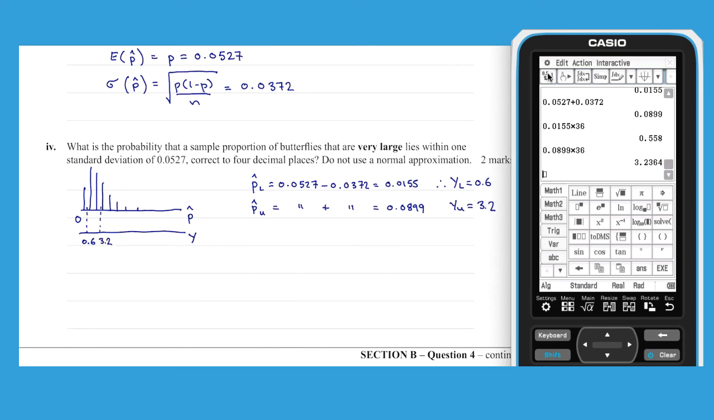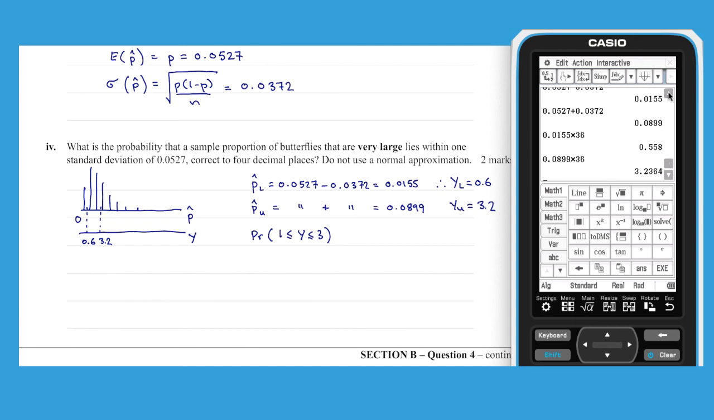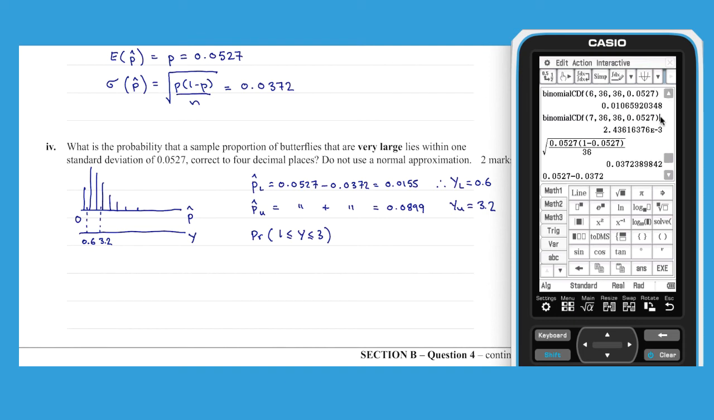Based on these cutoffs, the probability that the sample proportion is within 1 standard deviation of 0.0527 is equivalent to the probability that y is between 1 and 3 inclusive, as y is a discrete random variable. This probability can be calculated by modifying the cumulative binomial calculation performed earlier.